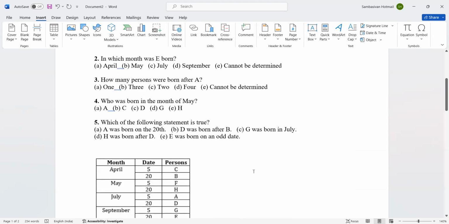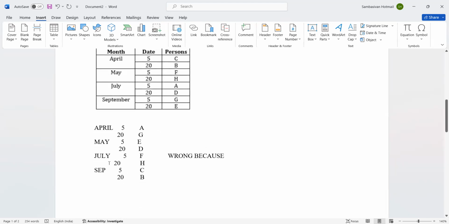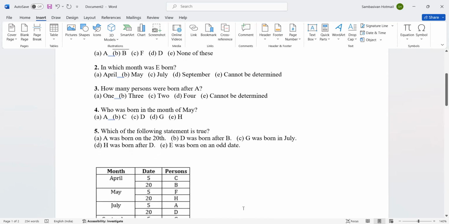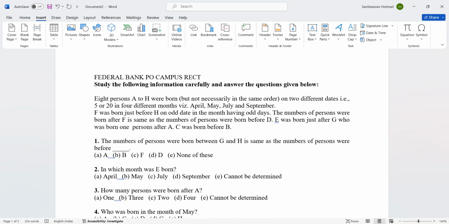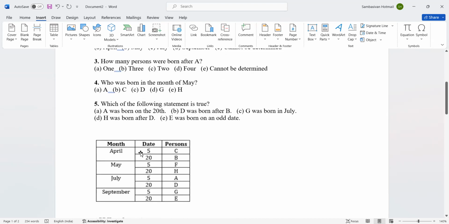Actually, in this problem there can be two options: one is F on 5th of May, another is F on July 5th. If you work it out like this, some of the conditions will not get fulfilled. So the answer will come out with the arrangement like this. They were born like this.